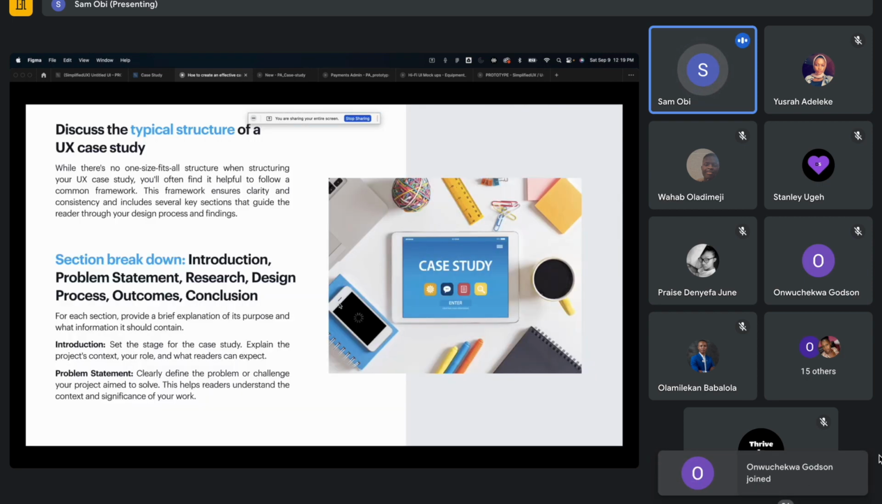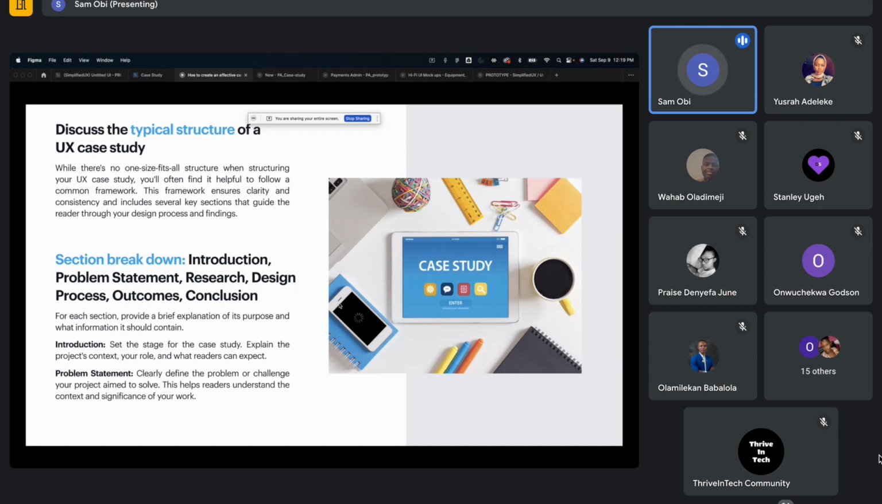Now we're going to jump into structuring your UX case study, excuse me. The typical structure has a framework. We already know you have your introduction, problem statements. All these different titles, you can reword them or rephrase them to be something else. You have your design process, you have outcomes, you have conclusion. Sometimes they always add next steps. I didn't put next steps here, but I outlined it in some slides to come.